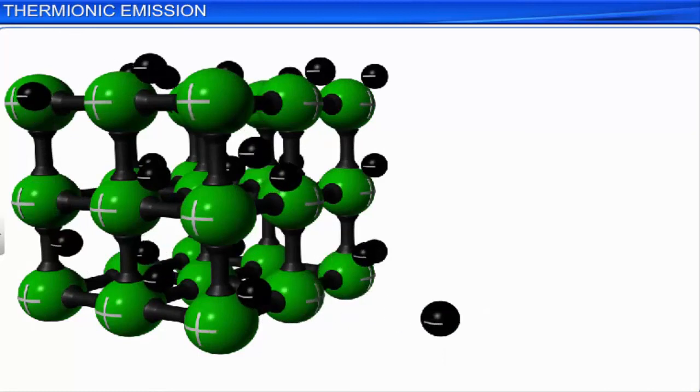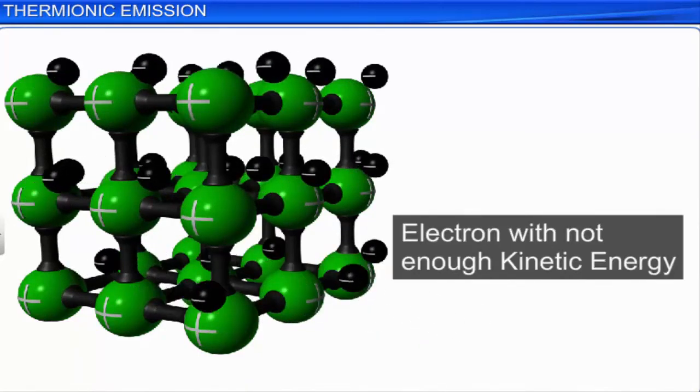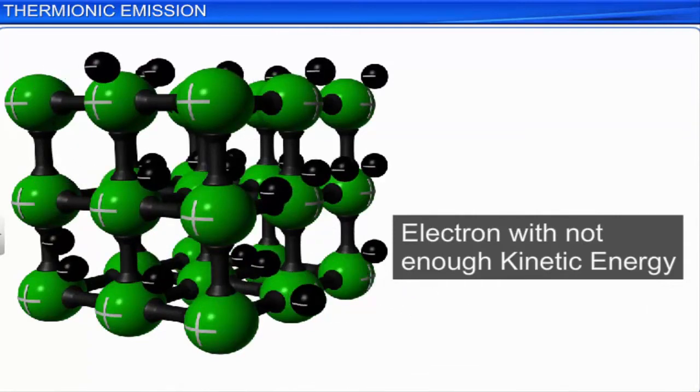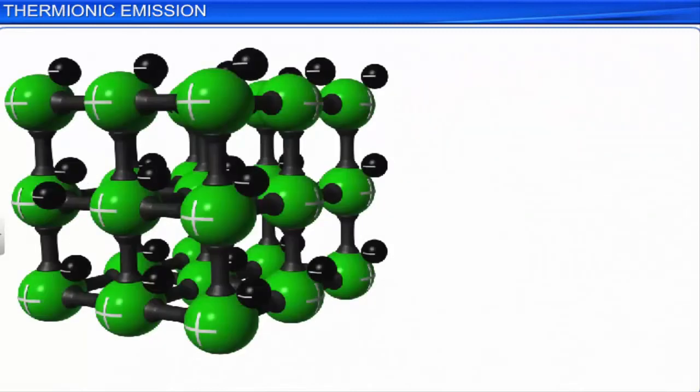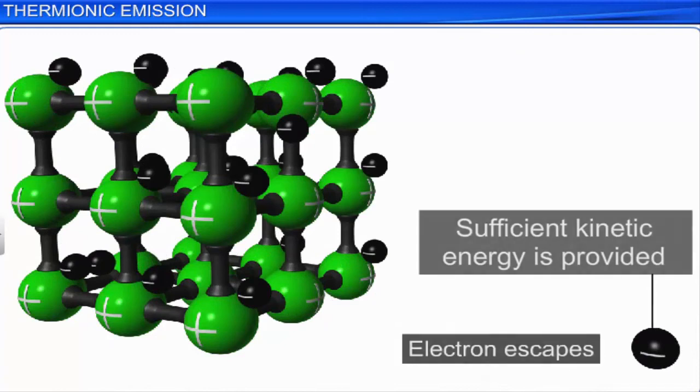Here, we see that with a little more kinetic energy, the electron moves farther away, but is still attracted back to the metal surface. The electron is able to escape from the metal surface only when it has kinetic energy sufficient to overcome the electrostatic attractive force.